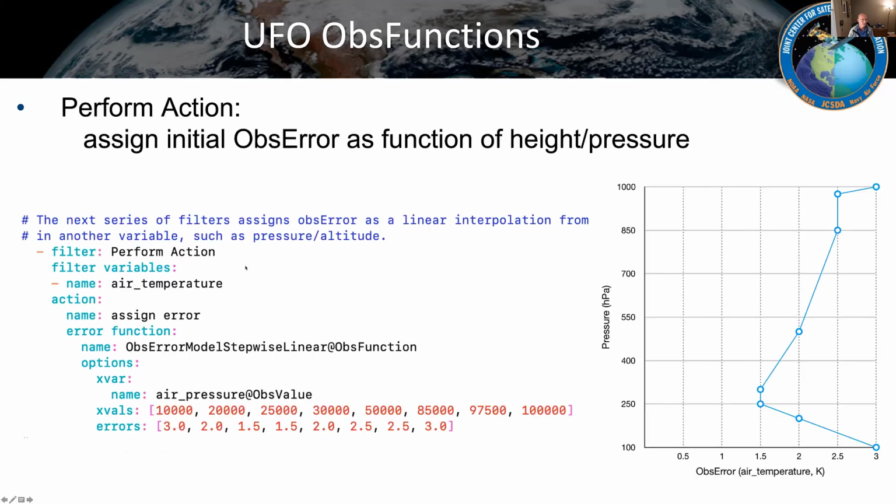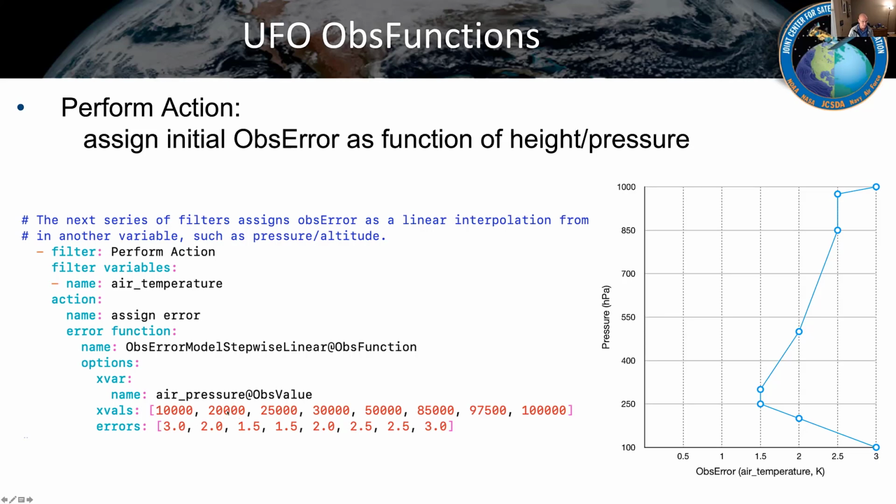Yep. This is the YAML that goes with such a thing. So the filter is perform action instead of bounds check or something else. And we're going to do the action of assign the error. So the initial assignment of the error follows this vector at the bottom, where the X vals are the pressure wherever the observation is, whether it's near the surface or aloft. And the second vector at the bottom line here is the actual assignment. And in between each of these values is linearly interpolated.